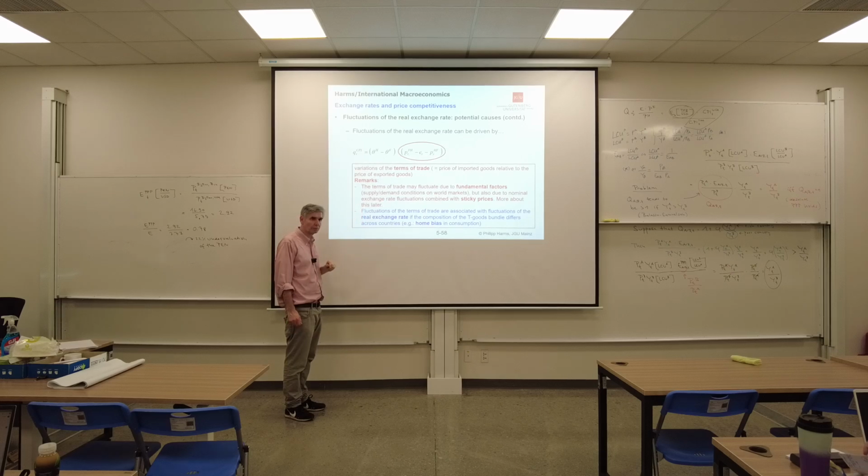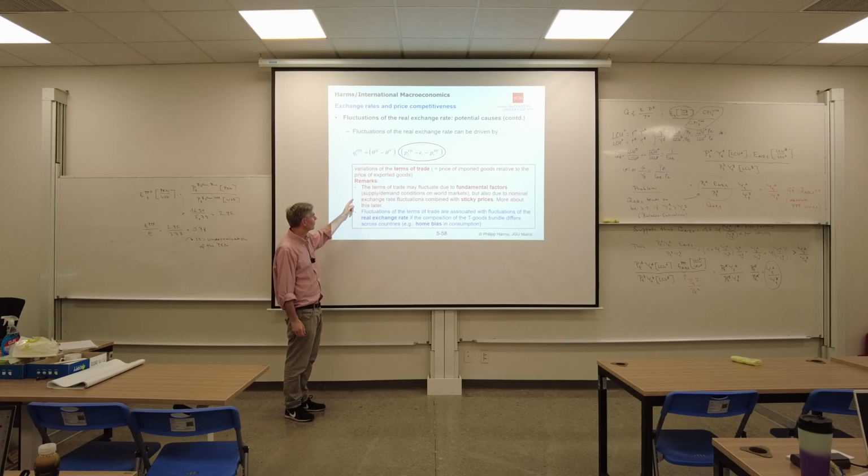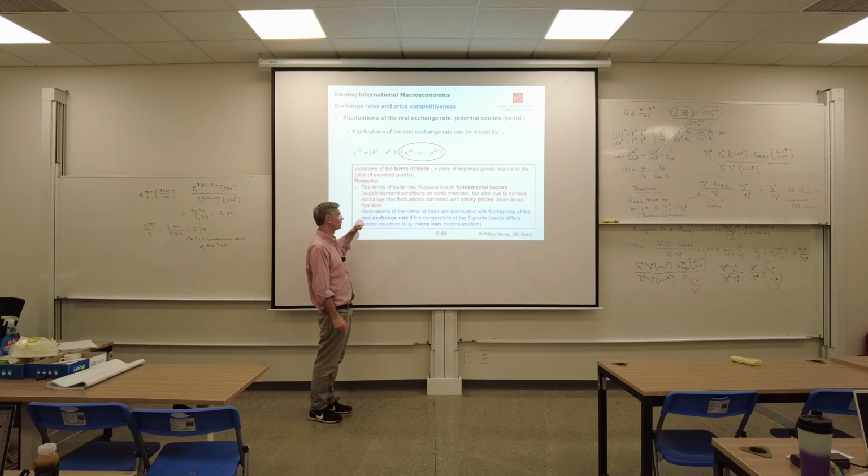Supply-demand conditions on world markets. You export rice, all of a sudden the entire world wants to have rice, driving up the price of your export good. You export cars, all of a sudden nobody wants to have your cars, pushing down the price of your export goods. So there's a lot of terms of trade driven by fundamental factors, but also by other things. So the terms of trade might fluctuate due to fundamental factors, but also due to nominal exchange rate fluctuations combined with sticky prices. More about this later.